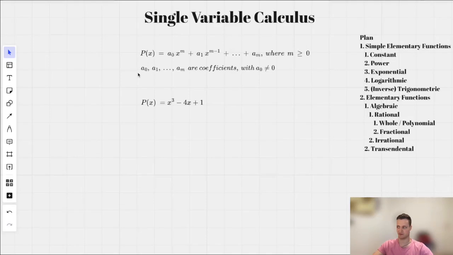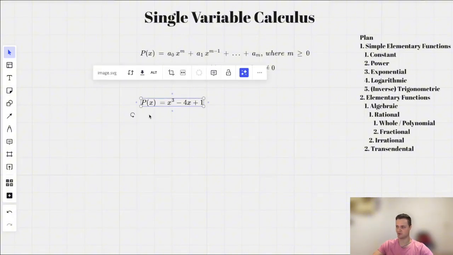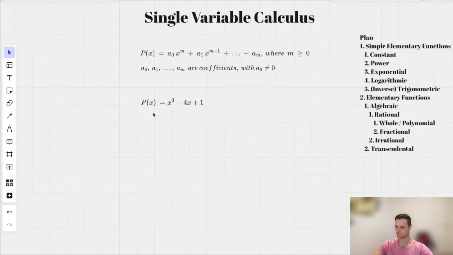These are just real numbers, where a0 is not equal to 0, so this largest coefficient has to be set not 0. And this states the power of the polynomial. This example, for example, is a polynomial function of degree 3. So this means that a0 is 1 and m equals 3, so this is the power.